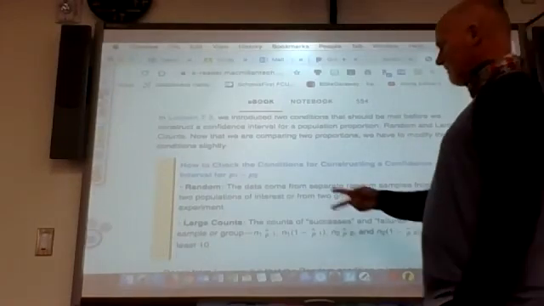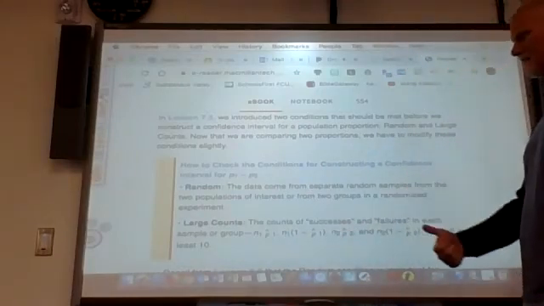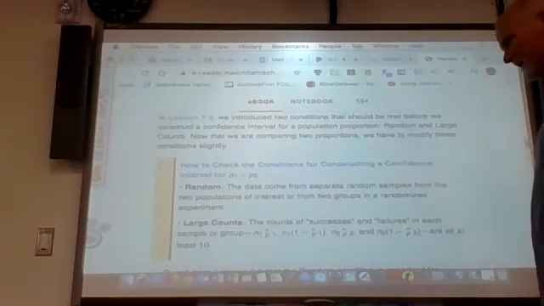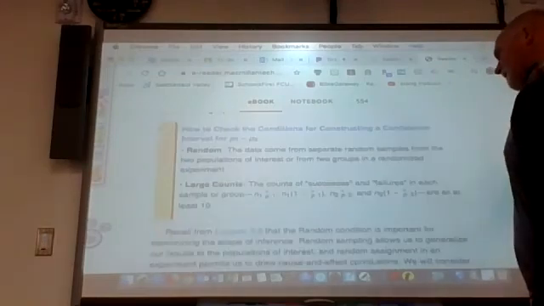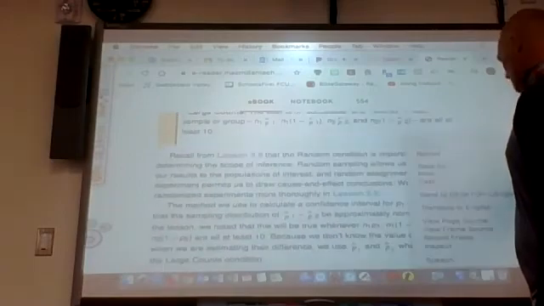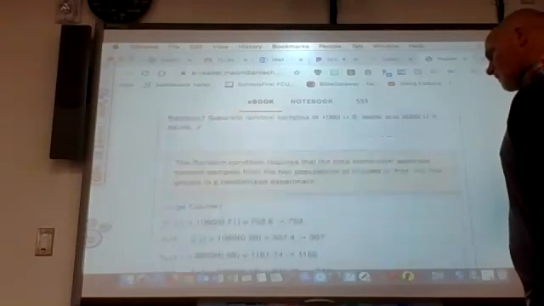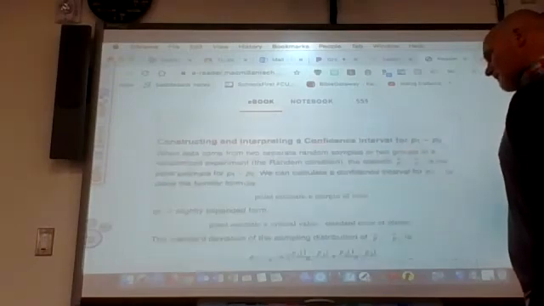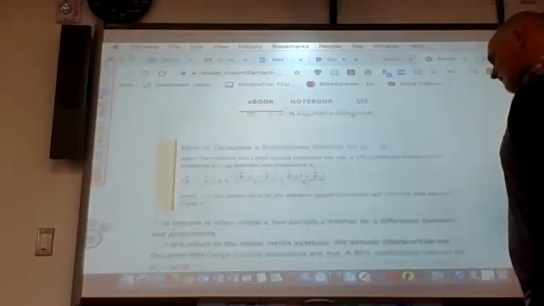And so again, we have our same two requirements for being able to do that. You always remember we have to have random samples, and then they have to meet the large counts, which we've already talked about. So I'm going to skip all the way down to the last example that they give. And I want to show you this, if I can get there.